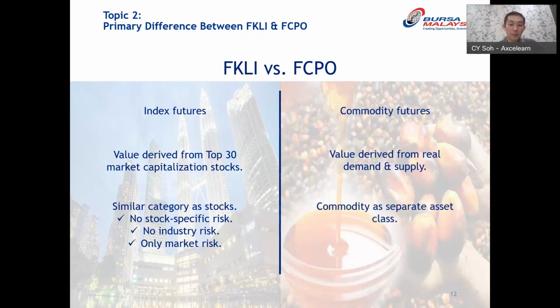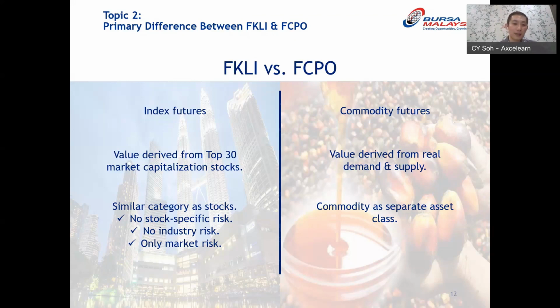Whereas for FCPO, this category is actually separate. It is not the same as the stock market. It has no earnings, it has no management. All you need to do is to look at the real physical supply and demand. So this is why FCPO is considered as the commodities category. It is a separate asset class.